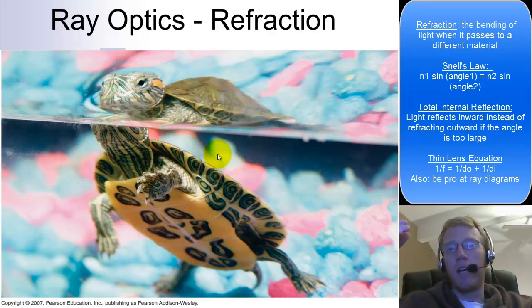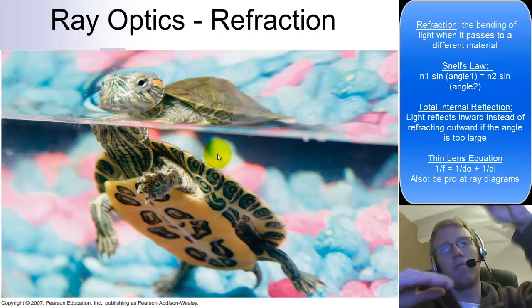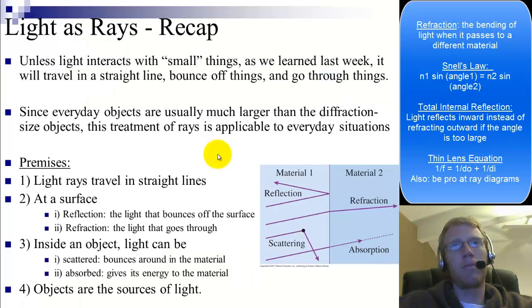If it didn't bend when it passed through these media, you wouldn't be able to see the turtle in two different places. But because the light is bending and your eye does not know the light is bending, your eye just assumes it's coming in a straight line path, so it sees the image in two different places, even though the light actually bent and came from the same place.